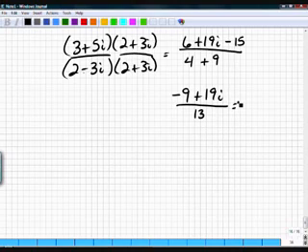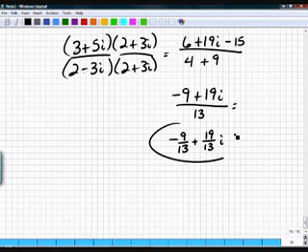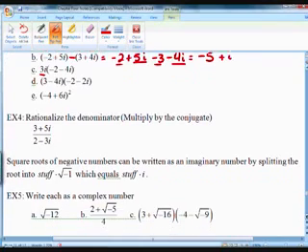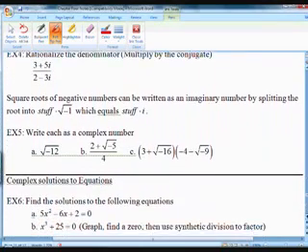This is not written in basic complex number form. Write negative 9/13 plus 19/13 i. So that's it. It's now in complex form. You have a real part, you have an imaginary part. And again, technically what we just did is divide those two things by multiplying by the conjugate. Okay, now actually splitting them.